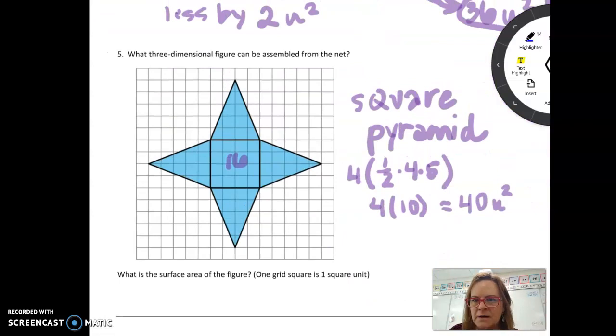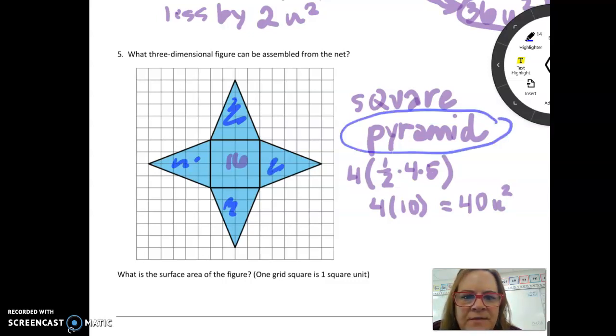And the last one here, we're finding the surface area after we identify what 3-dimensional figure this is. Well, you guys should notice right off the bat that there are triangular faces. So you know it's a pyramid. And since the base is a square, we know it's a square pyramid.